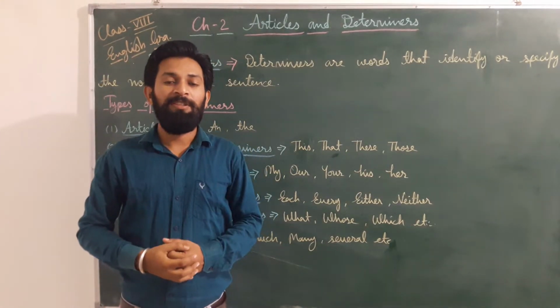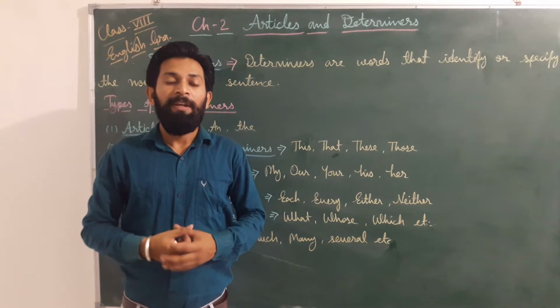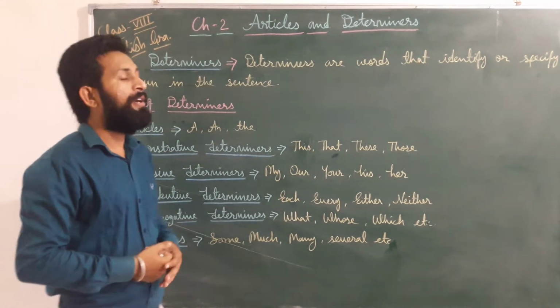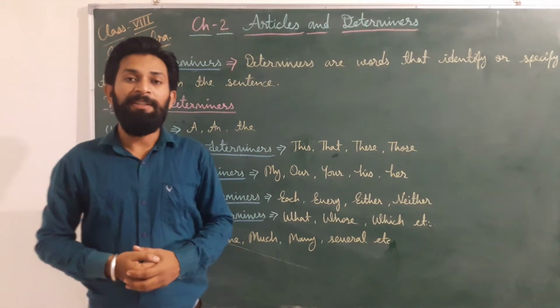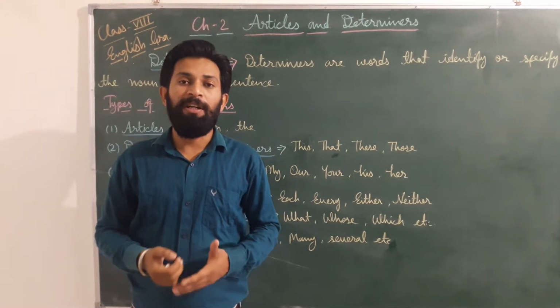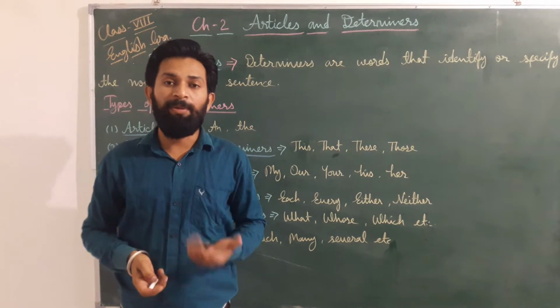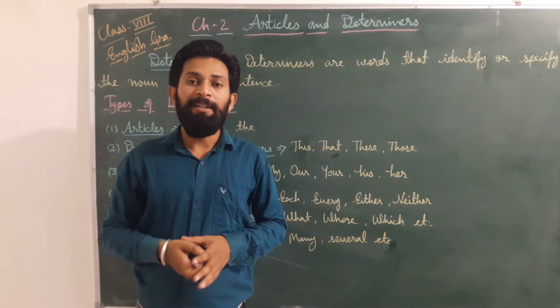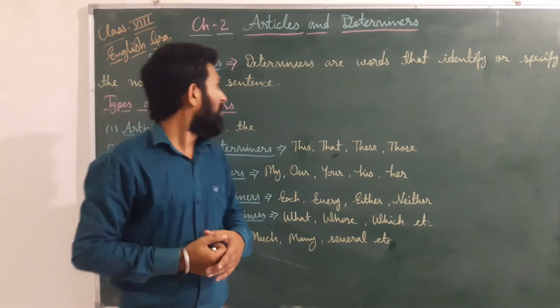Good morning, dear students. Today we are going to start our English grammar class with chapter two, articles and determiners. Dear students, in this class we will discuss what articles are, what determiners are, how many types of determiners there are, and which words are known as determiners. All these things we will discuss in this topic.